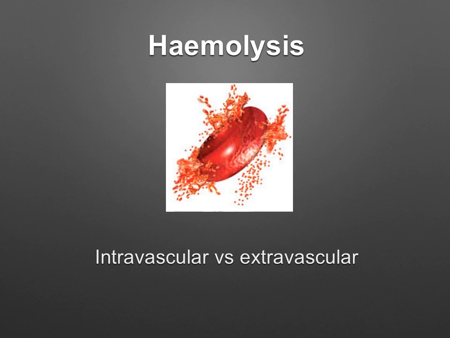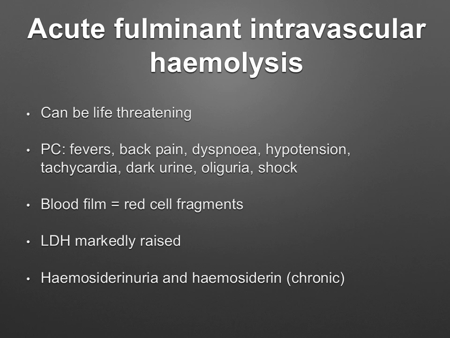Hemolysis can be intravascular or extravascular. Acute intravascular hemolysis can be life-threatening, and may require renal or cardiovascular support, and that's why we can see it in the ICU. Patients may develop chills, rigors, back pain, dyspnea, hypotension, tachycardia, dark urine, oliguria, and shock. The blood film is typically going to show red cell fragments that again we'll discuss later. And LDH is going to be markedly elevated compared with extravascular hemolysis.